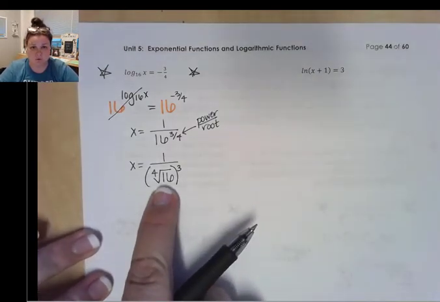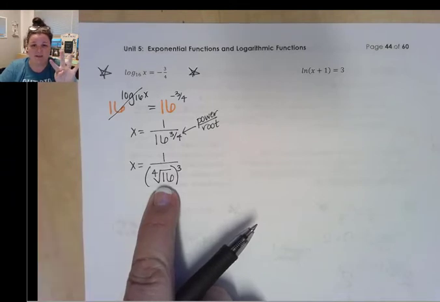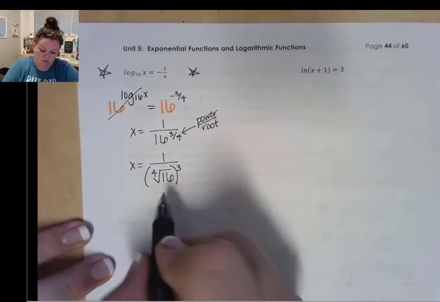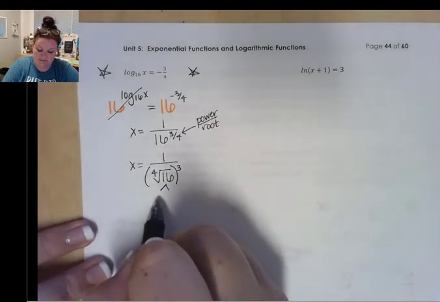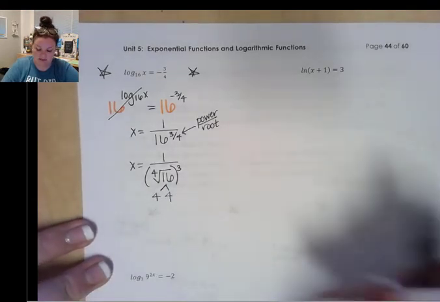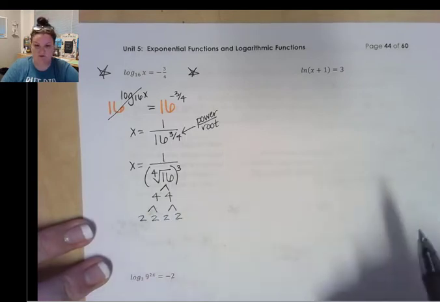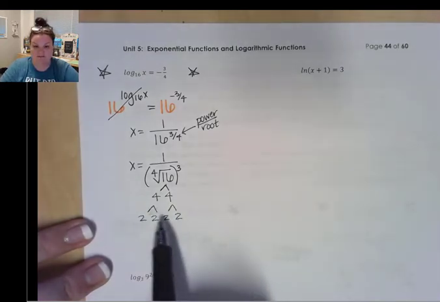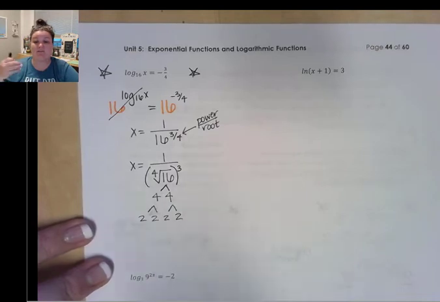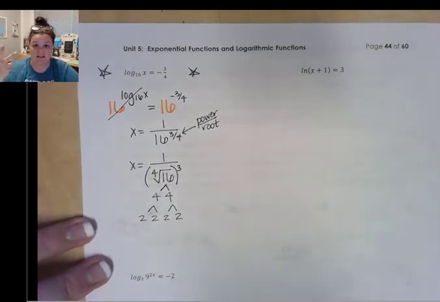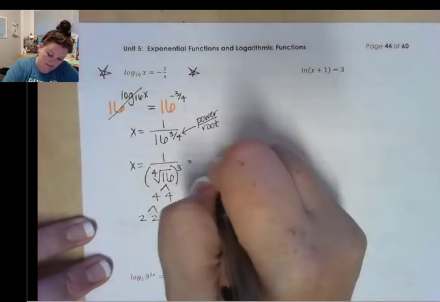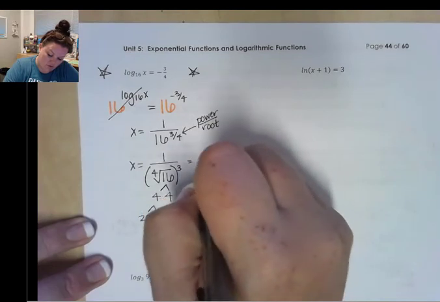If you don't know what the fourth root of 16 is off the top of your head, you're looking for 4 copies of a number, right? So you can always prime factor this. 16 is 4 times 4, right? And then each of these 4s is 2 times 2. So you can see here I have 4 copies of 2, which means that the fourth root of 16 is 2. So that gives me 1 over 2.